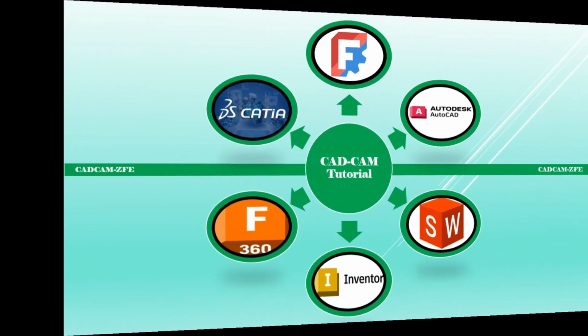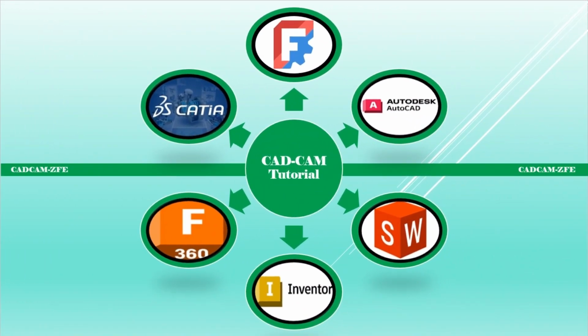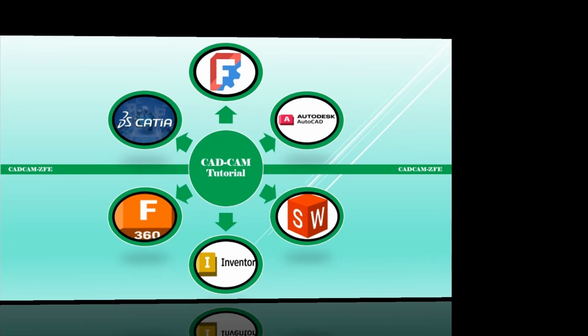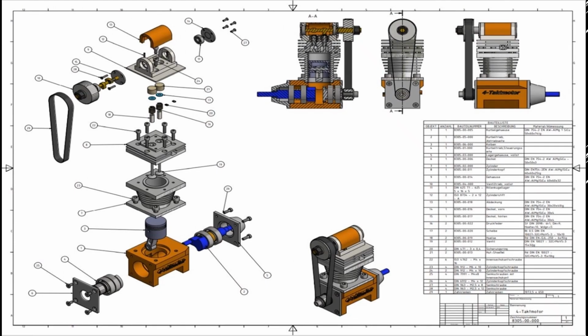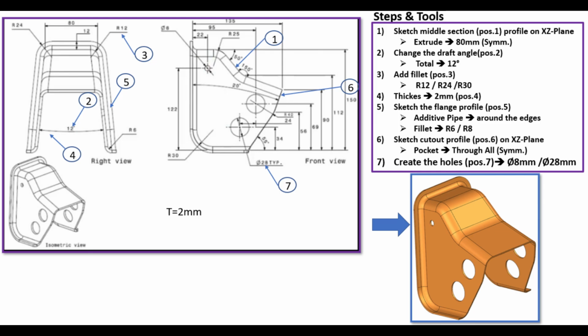In this tutorial, I will show you how to create a 3D model from the existing 2D drawing with the help of FreeCAD tools like Extrude, Draft, Thickness, Pocket, Additive Pipe and Fillet. This is the exercise for today. We convert this 2D drawing step by step into this 3D solid part. These are the steps and the tools that I used to create this 3D solid part.